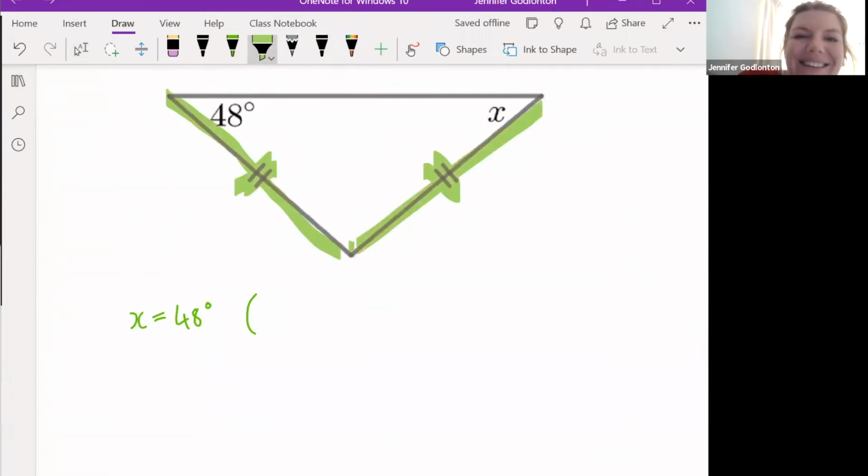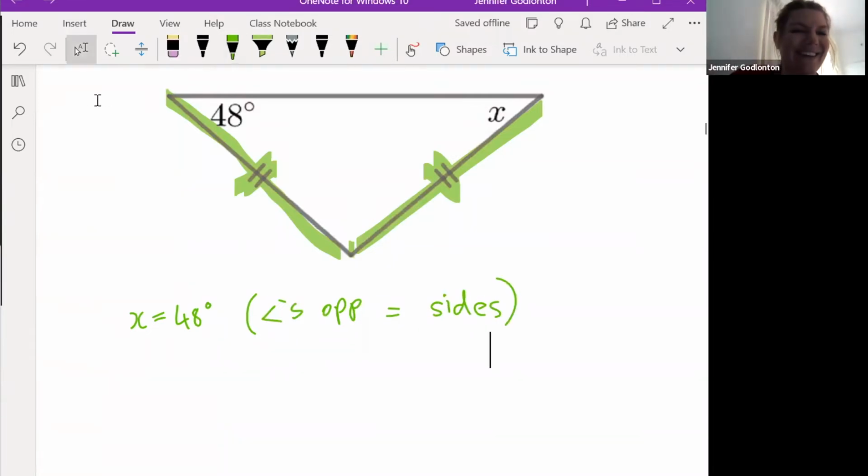Oh, ma'am. Sorry, ma'am. Opposite equal sides. You're getting the angles opposite... angles equal opposite equal sides? There we go. We got there. Nice. Okay. So X is equal to 48 degrees because of angles opposite equal sides.